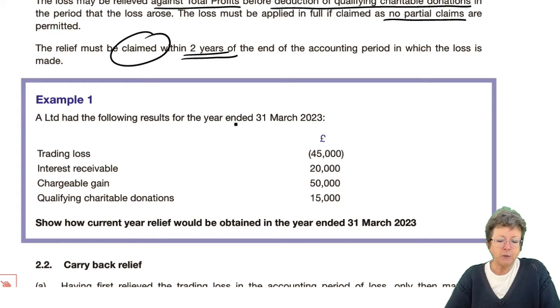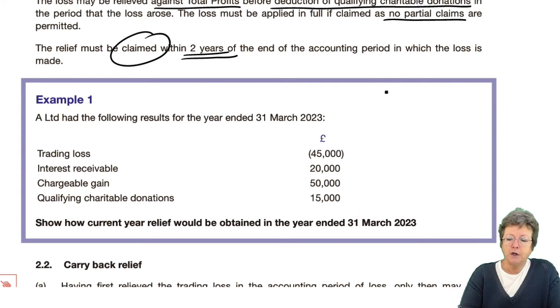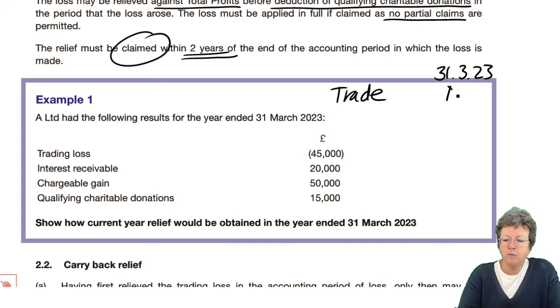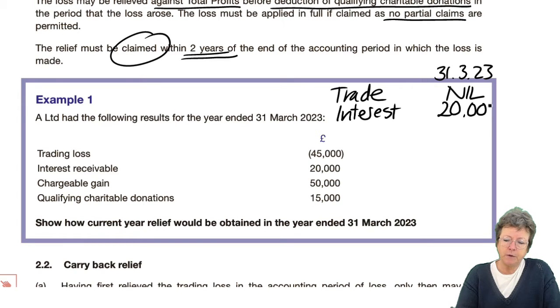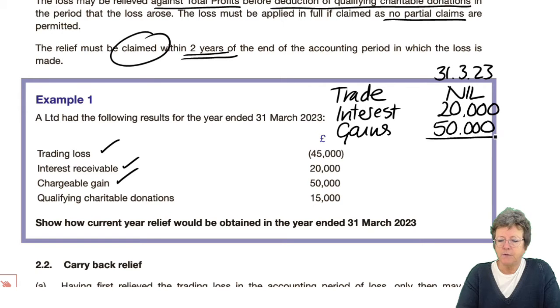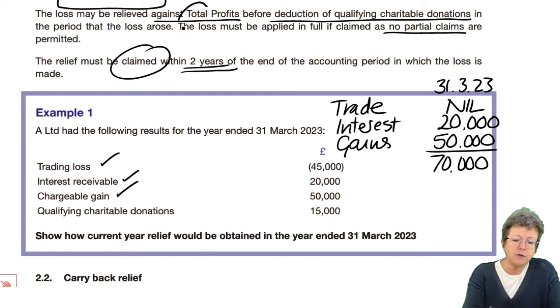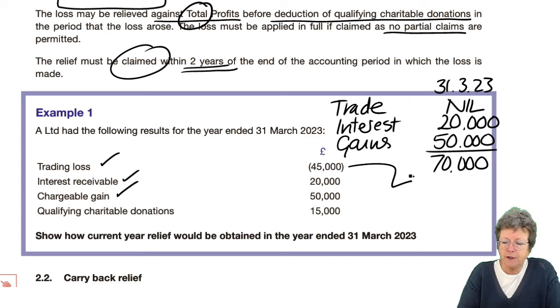A Limited has the following results for the 31st of March year end 2023. A trade loss. So in our pro forma, under trade income, it would say nil. Do not ignore it. Then we've got interest, 20,000. Tick them off as you're going along. Gains, 50,000. Gives us 70,000. Now, you see here, it goes against total profits. These are our total profits, so that goes in there.